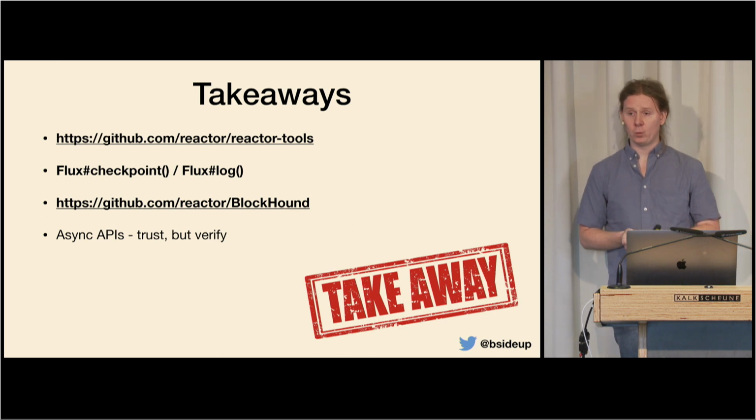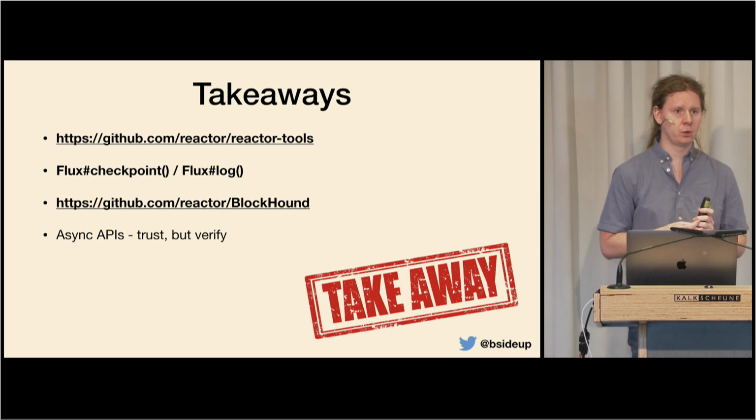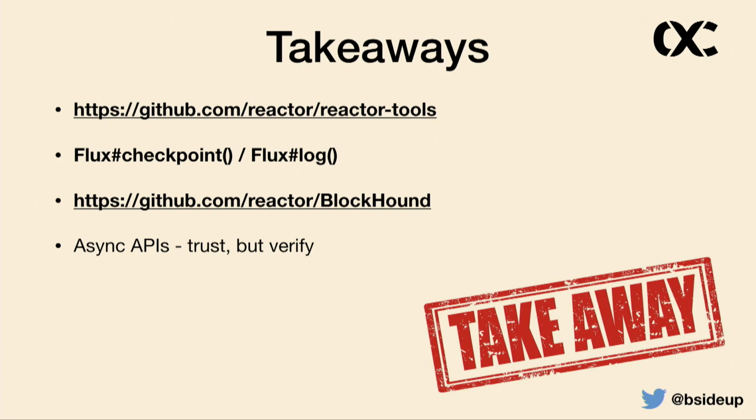So, takeaways. I can just take a photo and save you a bit of time of me talking. But take a look at these tools, especially if you work with Reactor. Also, if you start with Reactor, BlockHound is a must-have, believe me. I did blocking calls. People still do blocking calls, as you can see in the Kafka example. So it's not just something you can easily avoid.